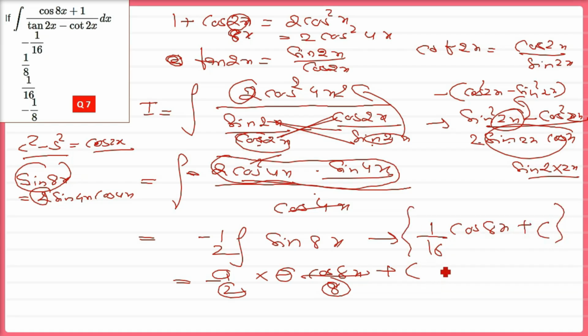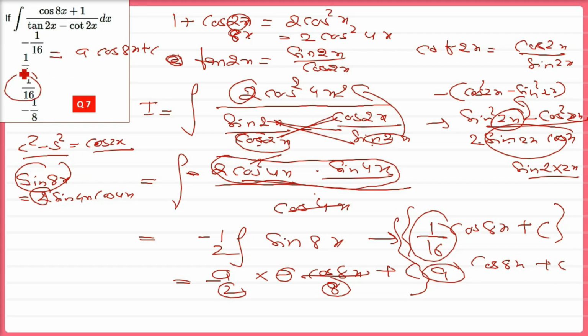But this question has one more part. This question is like this: the integration of this particular expression is equal to a cos 8x plus constant of integration. When you equate this, a becomes equal to 1 by 16. So 1 by 16 is the correct answer when you equate these two.